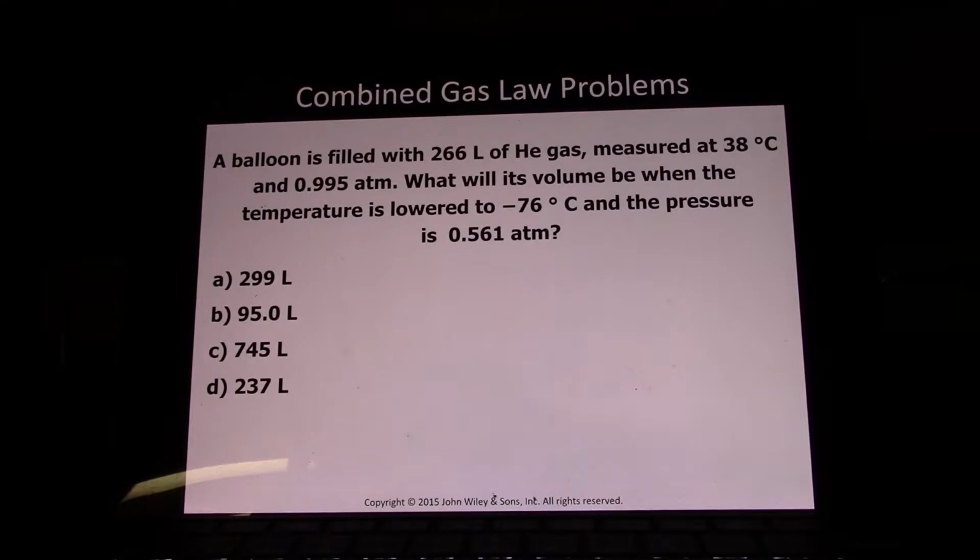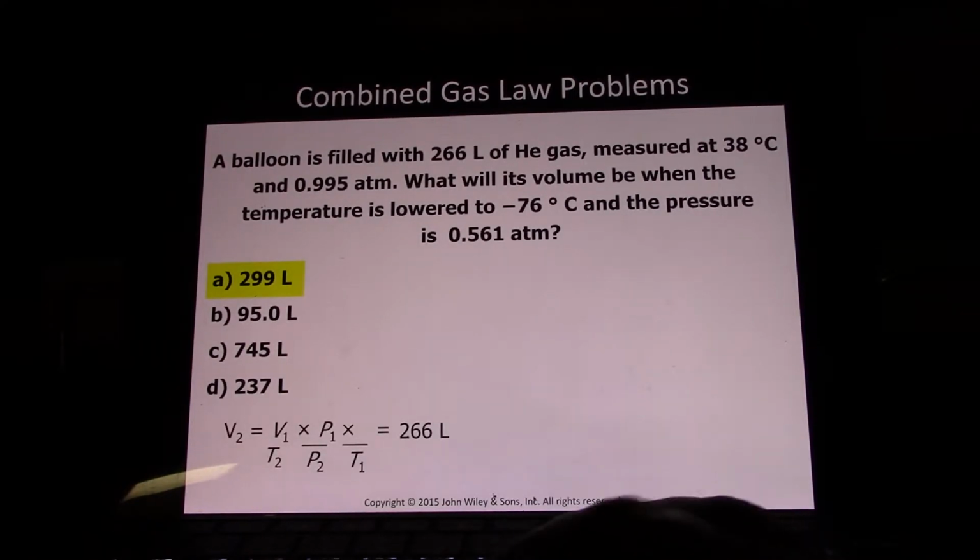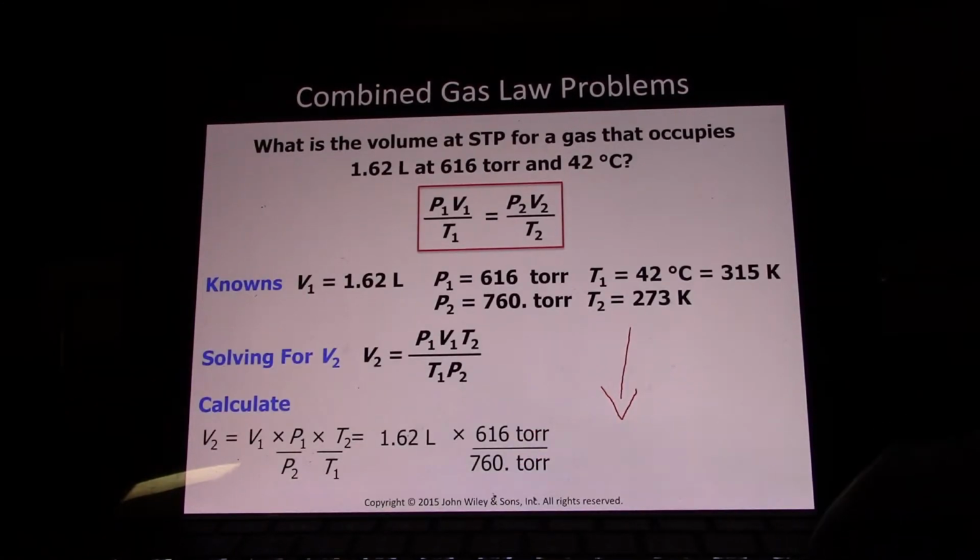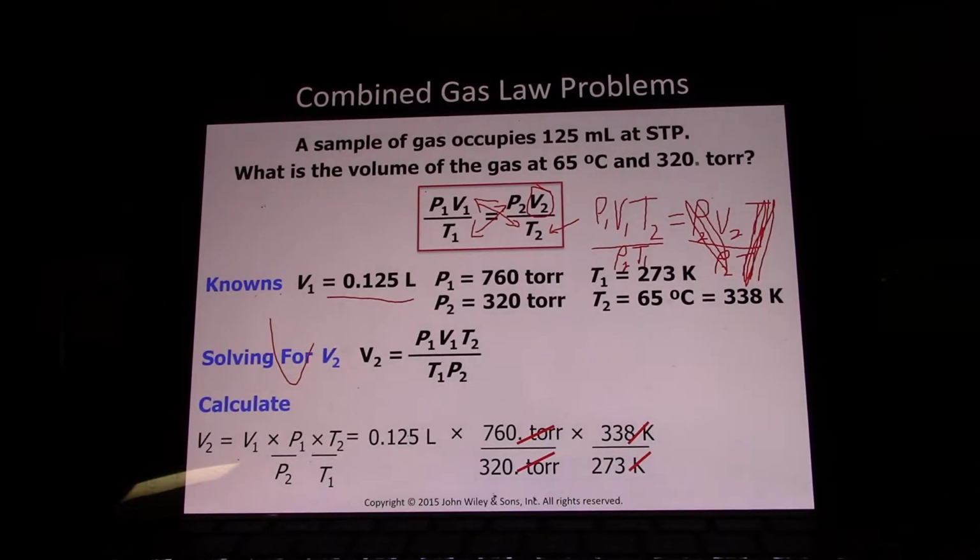A balloon is filled with 266 liters of helium gas, measured at 38 Celsius and 0.995 atmospheres. What will its volume be when the temperature is lowered to negative 76 degrees Celsius and the pressure is 0.561 atmospheres? Again, same exact scenario. You're finding volume 2 like we did last two times. We cross multiply like we did.